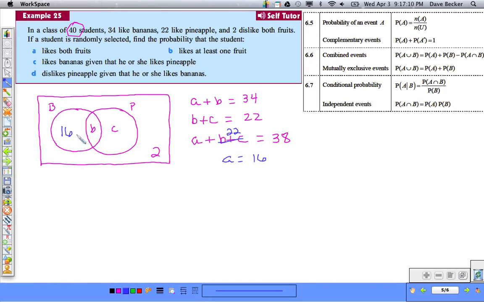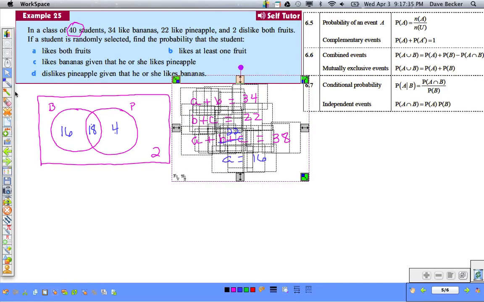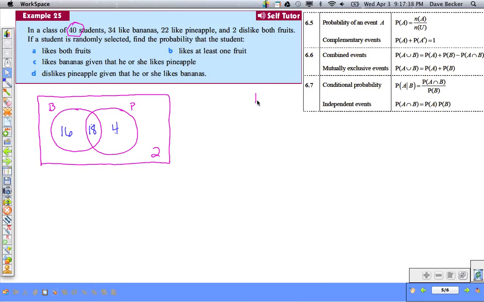Then everything is easy. I know that A plus B must be 34, so that means that B must be 18. And C, then, let's see, what do I know? That B plus C is 22, so this must be 4. And you can check real quick and make sure that 16, 18, and 4 and 2 add up to 40, which they do. So we're in business with the Venn diagram, and so we can go about the business of answering these questions. And first thing is the probability that they like both fruits.